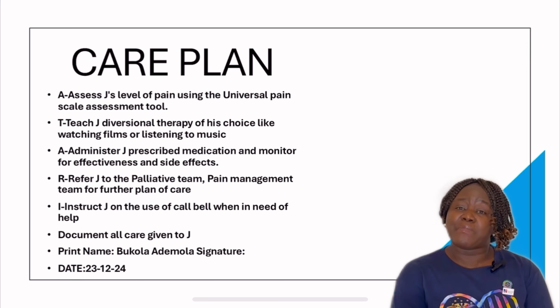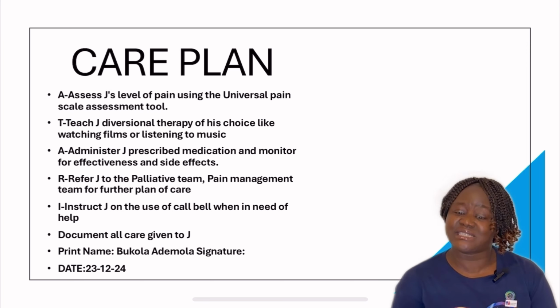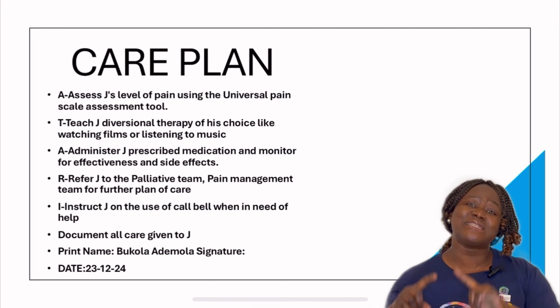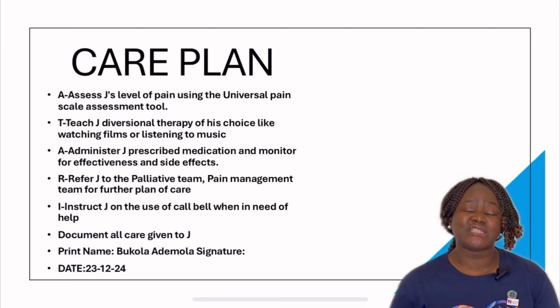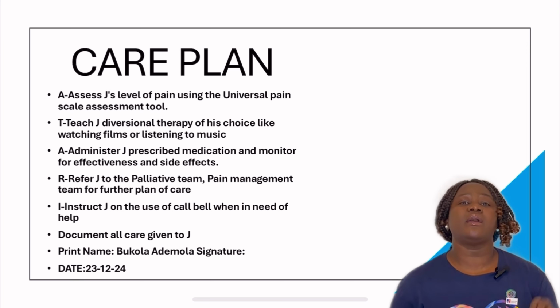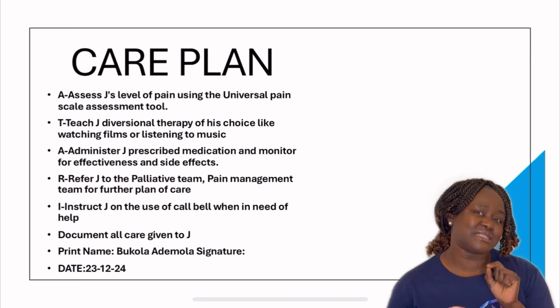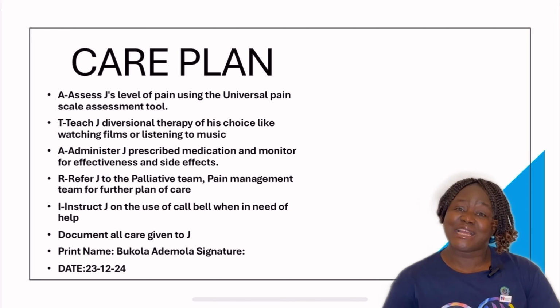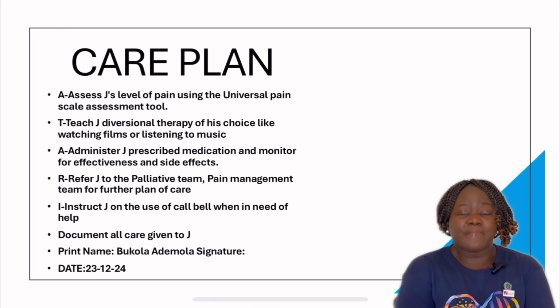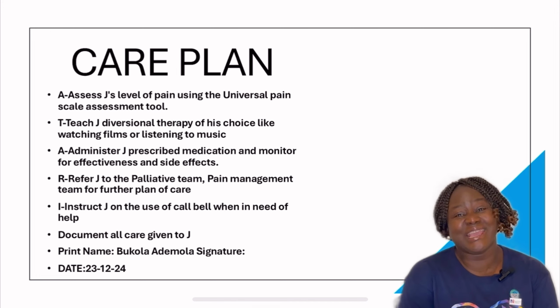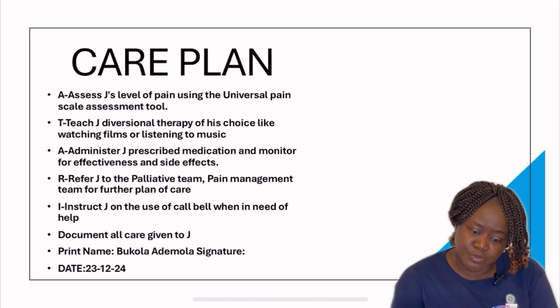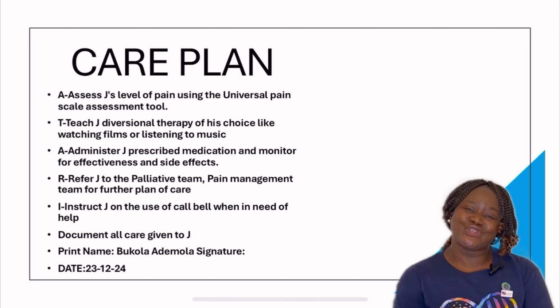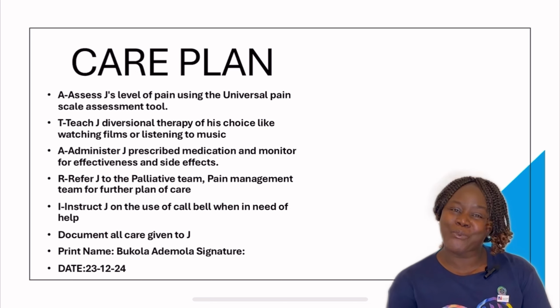Administer James's prescribed medication, monitor for effectiveness and side effects. If you want to put the class of the medication, then you have to put the timing that you're going to monitor. For example, some candidates might go for administer James's prescribed analgesic, then monitor for effectiveness and side effects after 30 minutes. Refer James to the palliative team or the pain management team for further plan of care. Instruct James on the use of the call bell in case he needs help, because this is a hospital setting. Document all care given to James. Print my name, sign, and put the date.